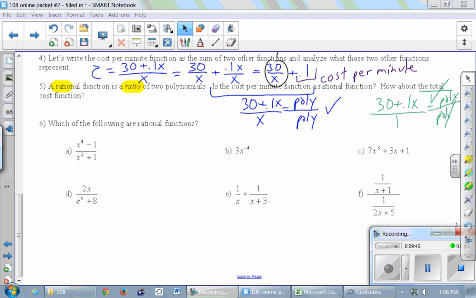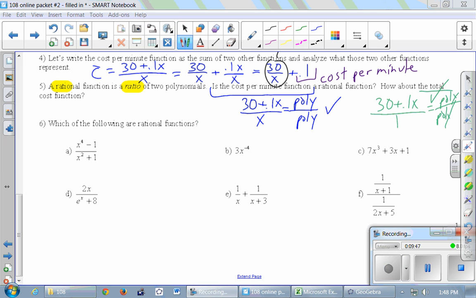Okay, part A, x to the 4th minus 1 over x squared plus 1. It's a polynomial divided by another polynomial. Yes, indeed, that is a rational function. Part B, 3x to the negative 4. Well, can we write it as a ratio, one polynomial divided by another? We can.